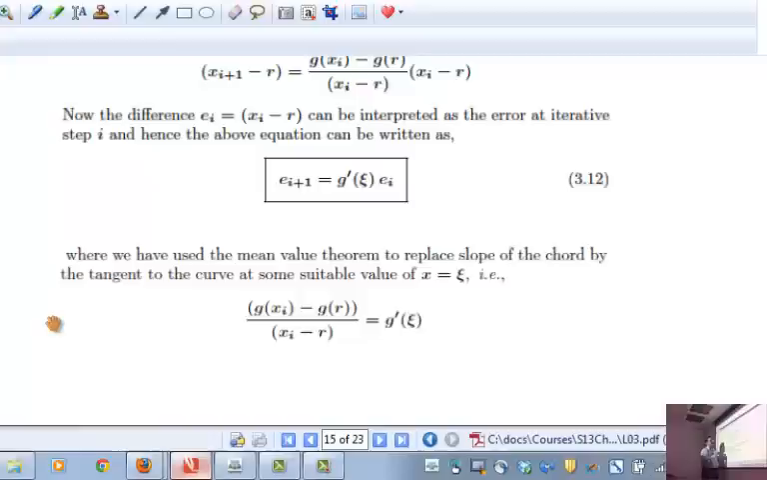But the psi is some value in the neighborhood of r. We don't know where that is. But we can always find such a place if you are given the function. Okay? Any questions on that? So it introduces you to some of the basic ideas of how error analysis is done and how you learn when a particular sequence will converge or not converge. Okay? Any questions?